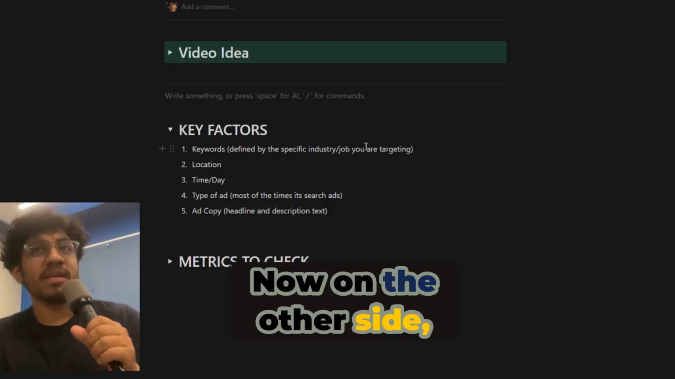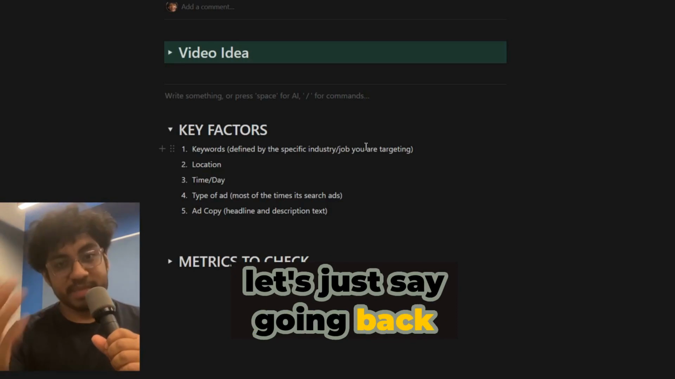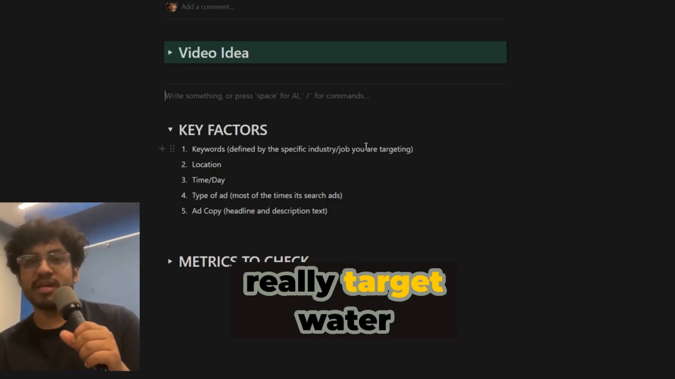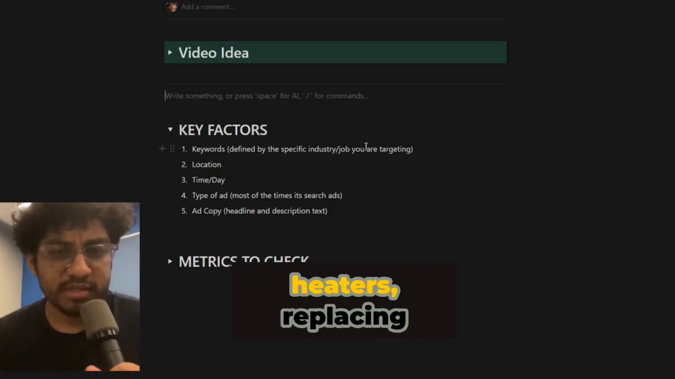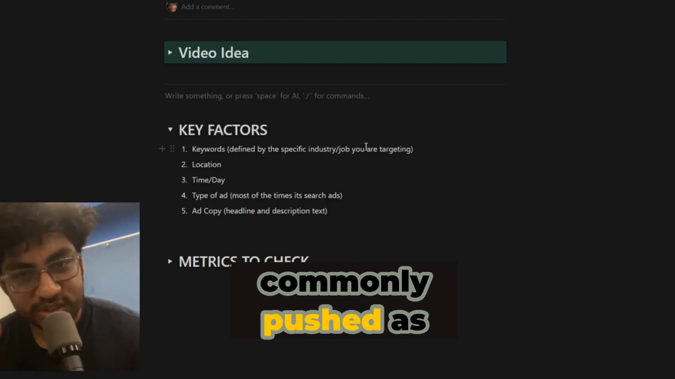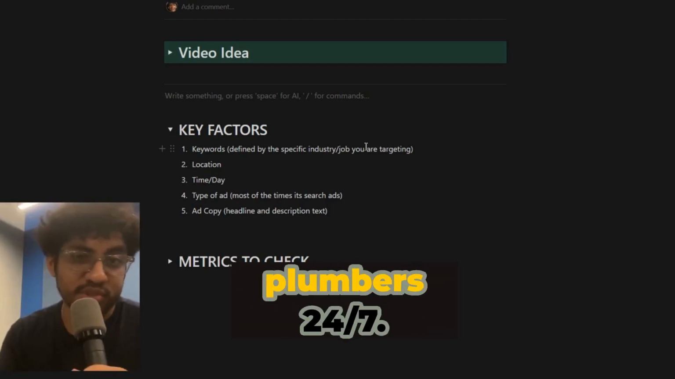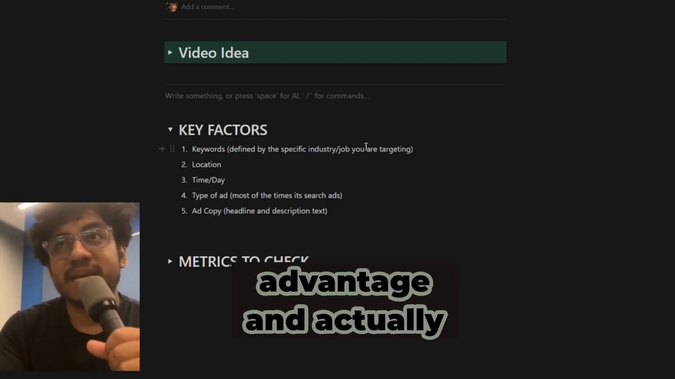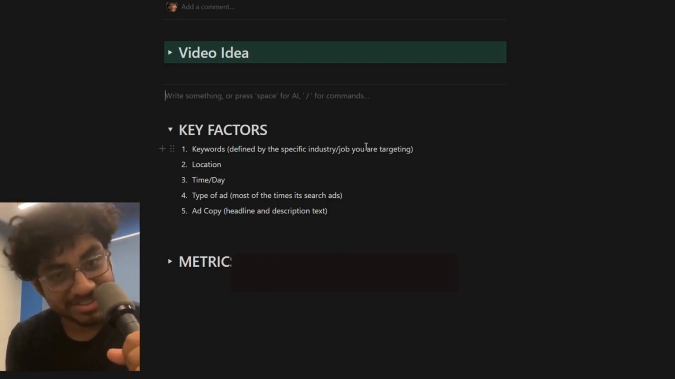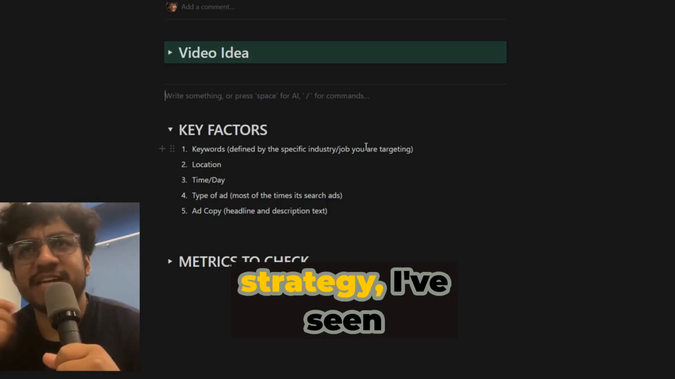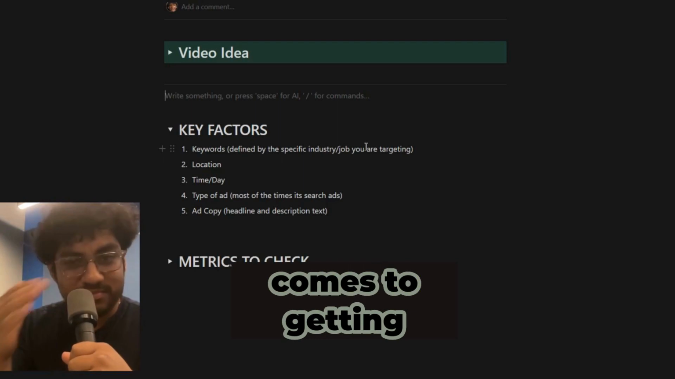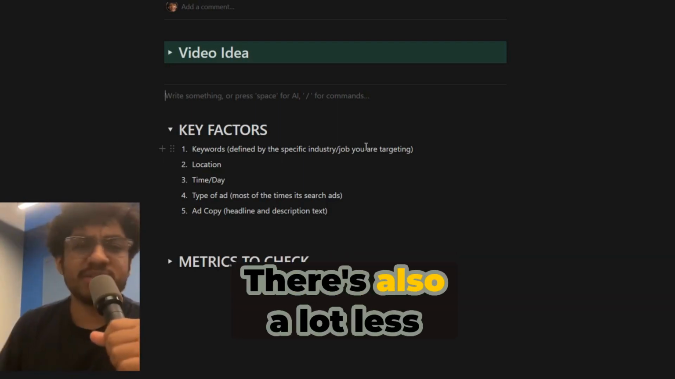Now, on the other side, going back to plumbers, there's a lot of agencies that don't really target water heaters, for example. Installing water heaters, replacing water heaters is a keyword that's not commonly pushed as much compared to plumbers 24/7. That's where you can take advantage and, instead of targeting the actual industry, you can target the subcategories. With that strategy, I've seen a fraction of the full price when it comes to getting the keyword, getting the client. There's also a lot less competition.